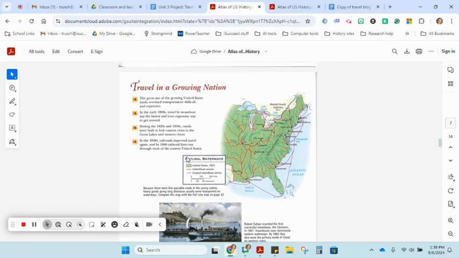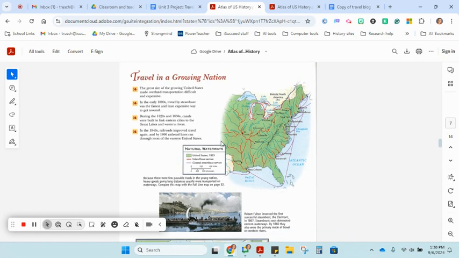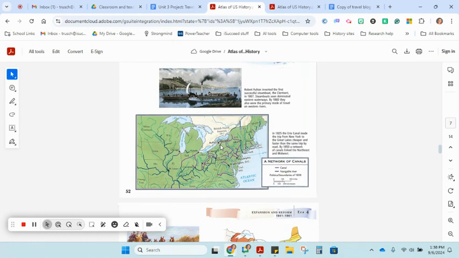Traveling in a growing nation, so this gives you the inland boat services that were available, okay? You can't just randomly say, I'm going to ride in a boat from Savannah, Georgia to Salt Lake City. That service was not available, okay? So you can't do that, all right?